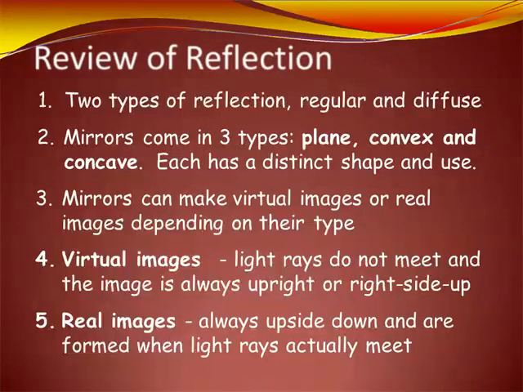So for a virtual image, light rays do not meet at the image and it is always upright or right side up. That means opposite. If you are standing and there is a virtual image, your head will be down and your legs will be up. Similarly, a real image is always upside down and is found when light rays actually meet. That means whatever you are, you will see in the image.